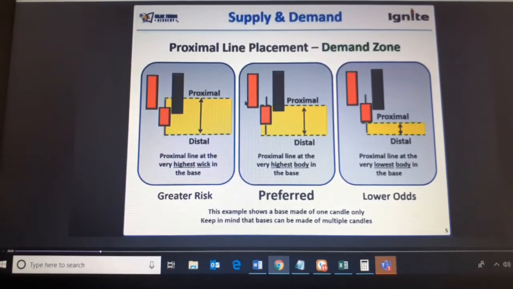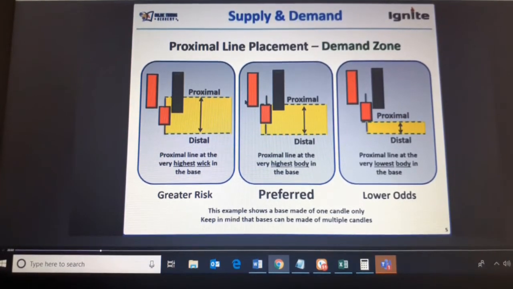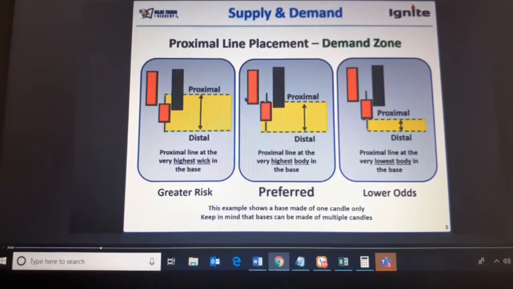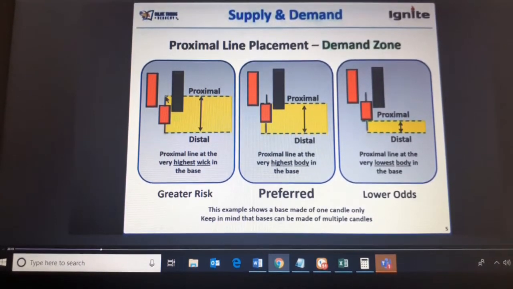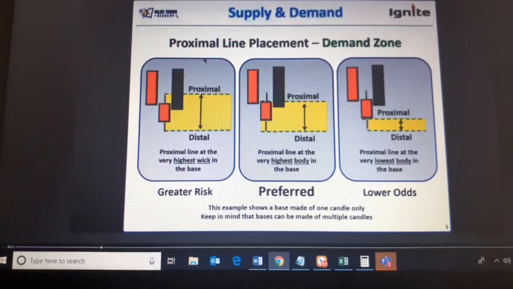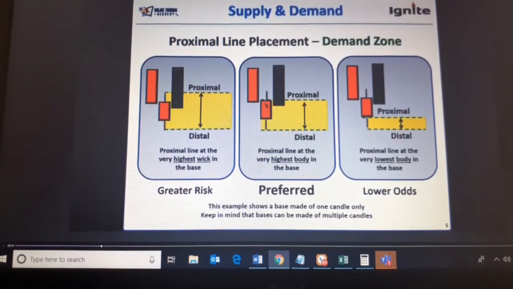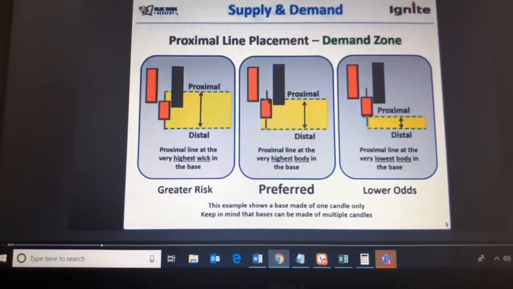That's the disadvantage. But the advantage is that you might get maximum trades filled in the first case, because the price might come at this wick and then may turn. It might not come to this body, the highest body.